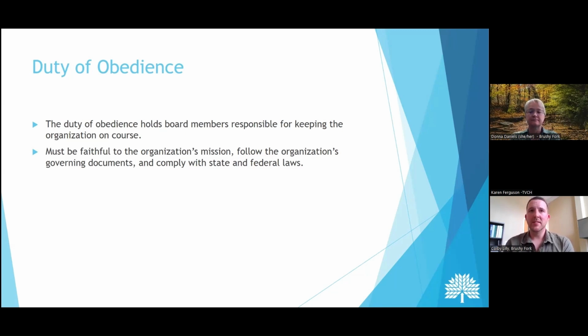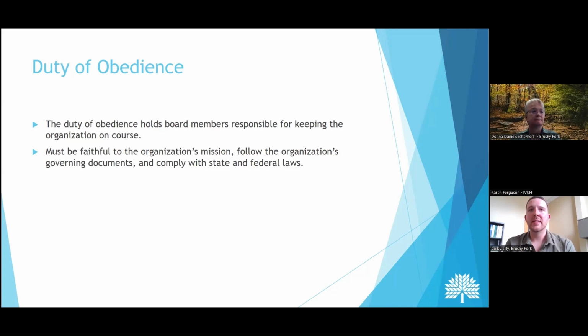When you hear the word obedience, you may ask, who am I obeying? And that is where you're obeying the law, ensuring compliance and adhering to the bylaws. Obedience is not a requirement for good behavior, but it is an affirmative obligation to keep the organization focused on its intended mission. This also means you must reflect the community you're working within. That means recruiting and onboarding new board members that represent the full range of backgrounds, views, and experiences in your community.